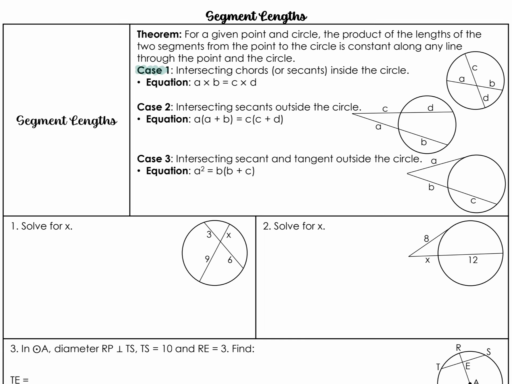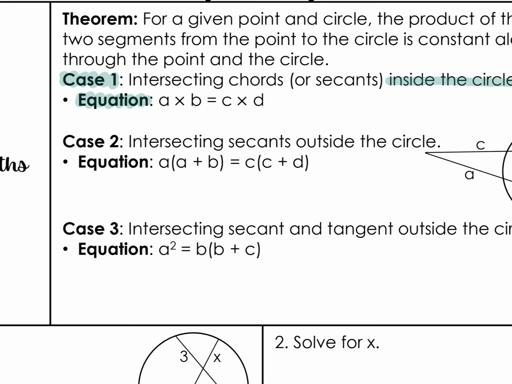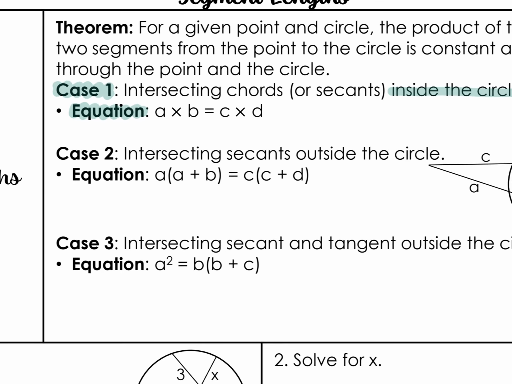In case one, we are dealing with intersecting chords or secants inside of the circle. Okay, and so the equation that they are giving you is going to be A times B equals C times D. So what they're doing here, as I will refer to it, is part times part is going to be equal to part times part of the other line.